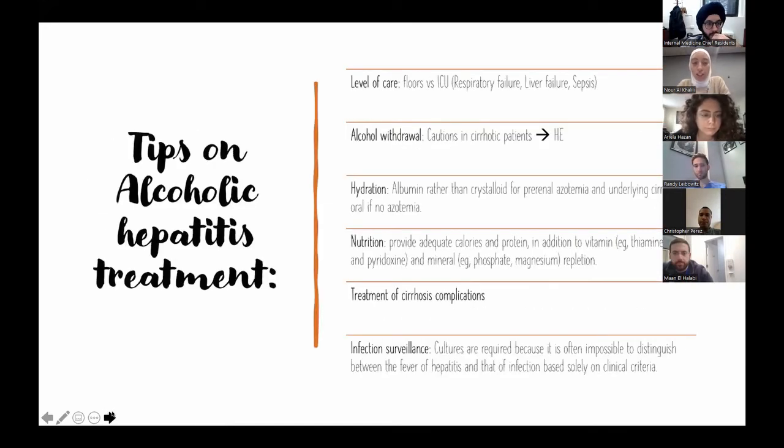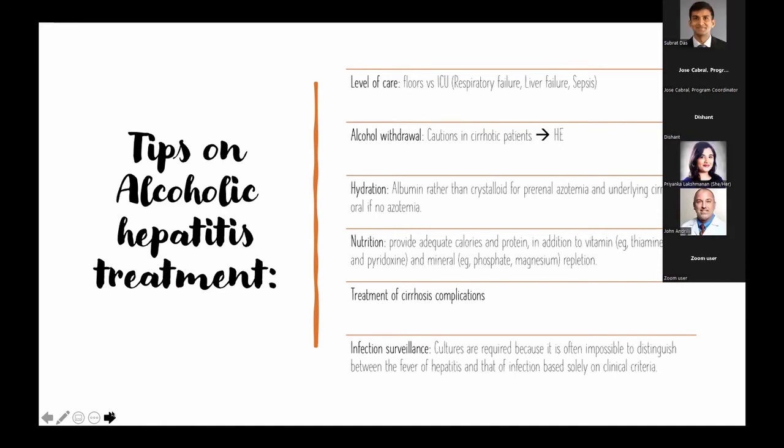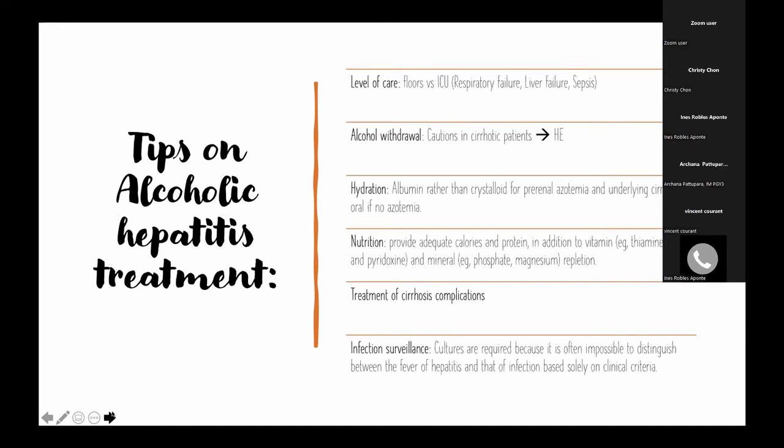Okay, so just some general tips about alcoholic hepatitis treatment. Level of care depends on the patient. Does he have acute liver failure or not? If yes, he needs to be in the ICU, if no, general floors. We need to keep an eye on alcohol withdrawal symptoms. For hydration, usually we prefer albumin, especially in patients with cirrhosis and underlying kidney injury. Otherwise, if there is no kidney injury, we can do oral hydration for him.